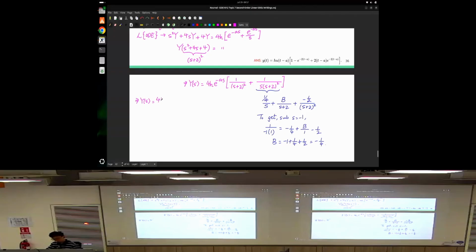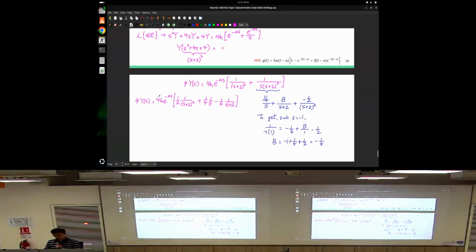So 4h e to the minus as, then you are going to get the first term plus this. So it's 1 minus half, so therefore you are having half, 1 over 2 times 1 over s plus 2 square. That's your first term. Then plus your 1/4 times 1 over s, this term. Then plus this term, minus 1/4 times 1 over s plus 2. So this will be your Y of s fully defined. Any objections? Okay, no objections.